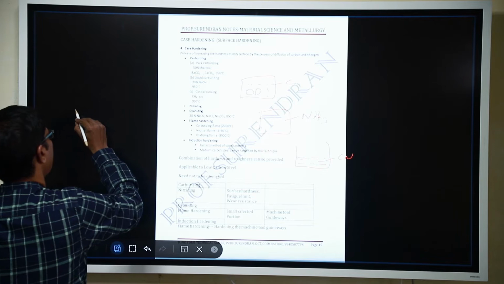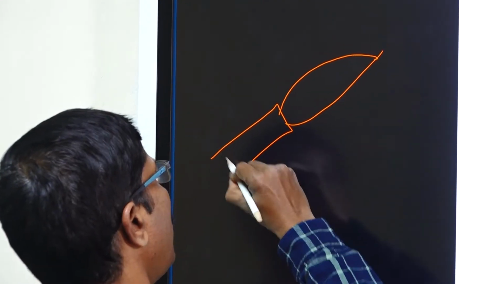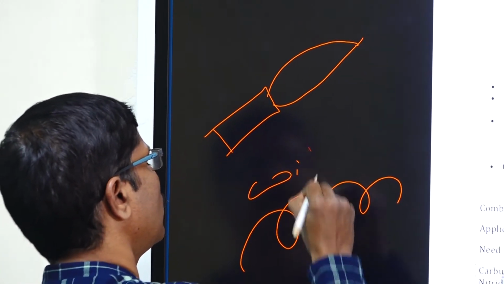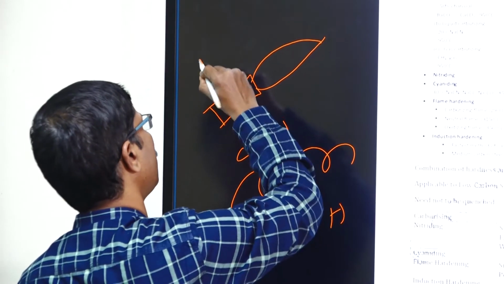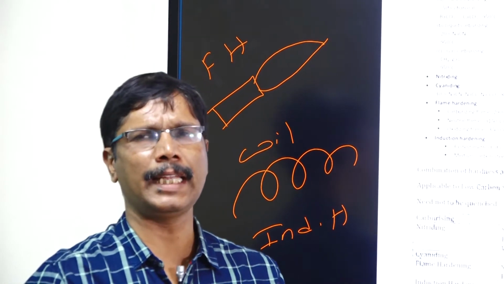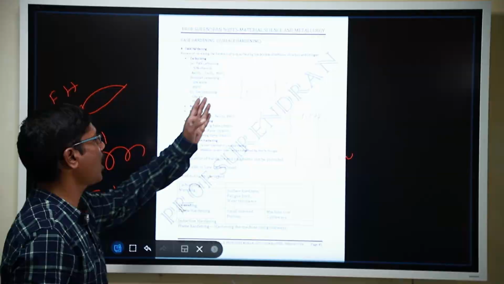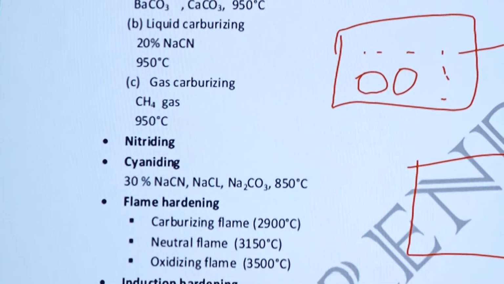In flame hardening, we have to heat with the help of flames. In induction hardening, it has to be heated with the help of a coil. So if it is heated with the help of a coil, it is induction hardening; if it is heated with flames, it is flame hardening. In flame hardening, after heating, we have to quench it. In induction hardening, after heating, we have to quench it. In carburizing, nitriding, cyaniding, there is no need of quenching.